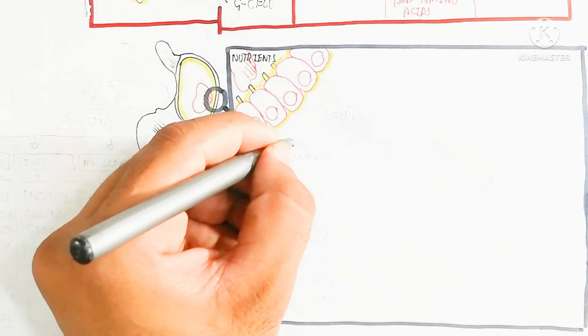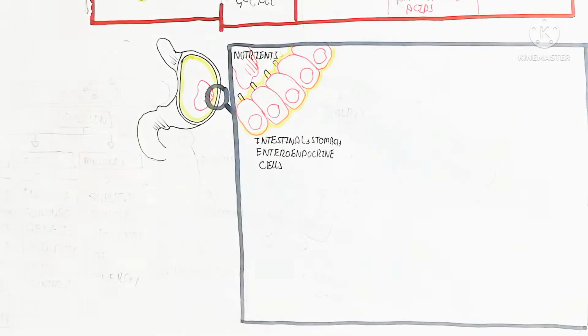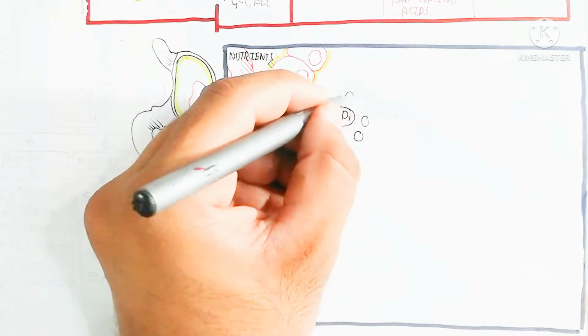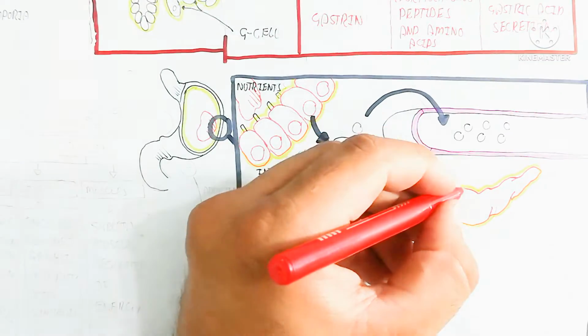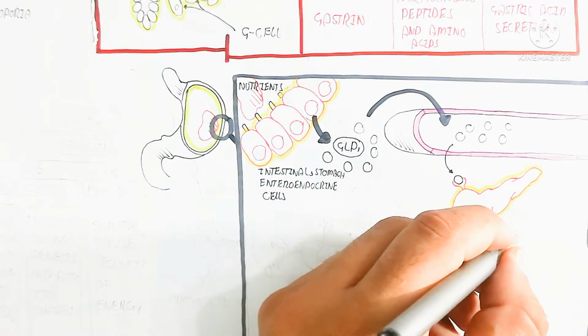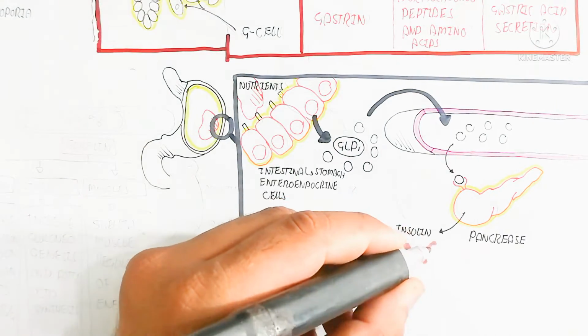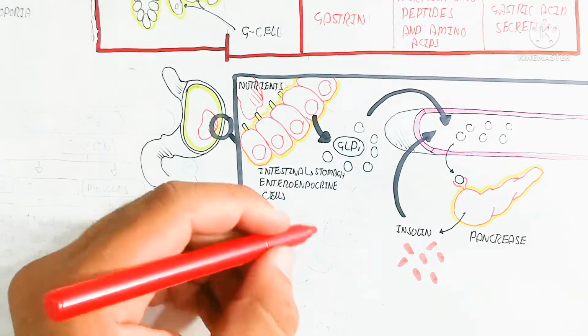When nutrients contact the enteroendocrine cells of the intestine and stomach, they produce glucagon-like peptide 1. This glucagon-like peptide 1 enters the blood circulatory system and targets the pancreas. After binding with the pancreas, insulin is released, taking the body from hyperglycemia to hypoglycemia after the assimilation of the food.